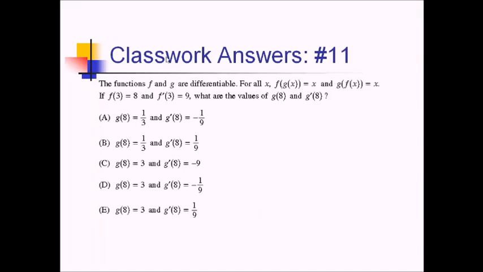On this problem, f and g are differentiable, and we're told that f of g and g of f are both x. Based off of that and the fact that f of 3 is 8 and f prime of 3 is 9, we want g of 8 and g prime of 8.